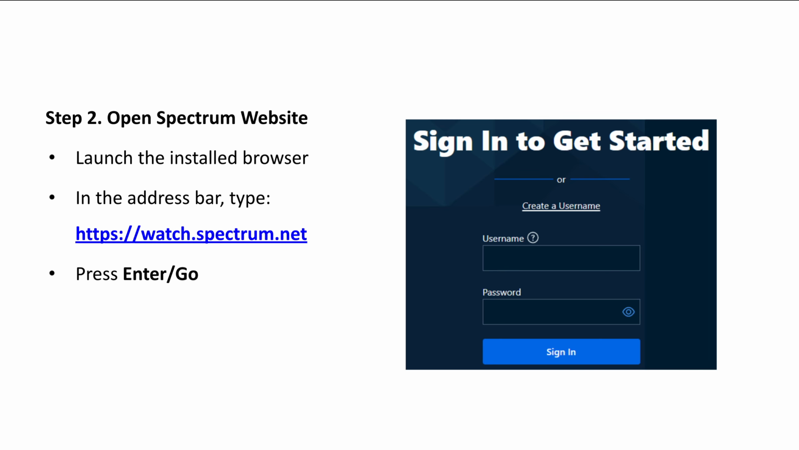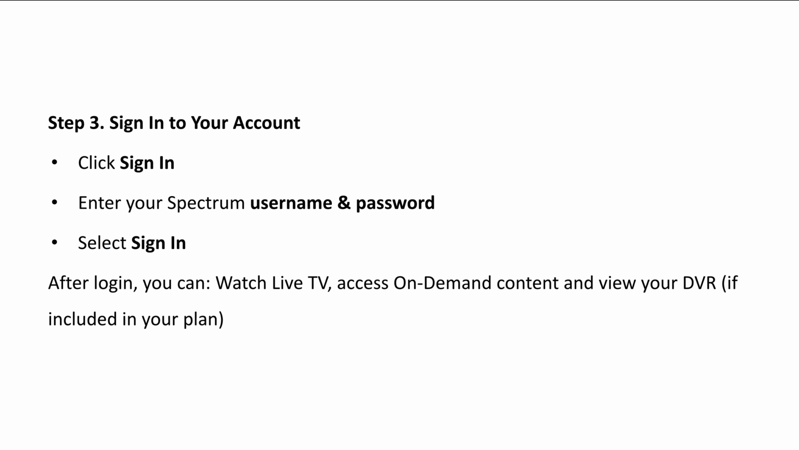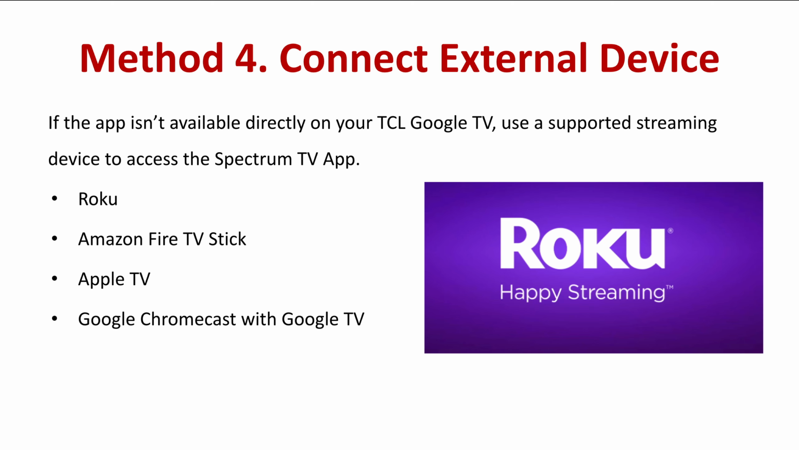In the address bar, type spectrum watch.net. Press enter. Sign in to your account. Click sign in. Enter your Spectrum username and password. Select sign in. After login, you can watch live TV, on-demand content and view your DVR if included in your plan. So method 4 is connect external device.